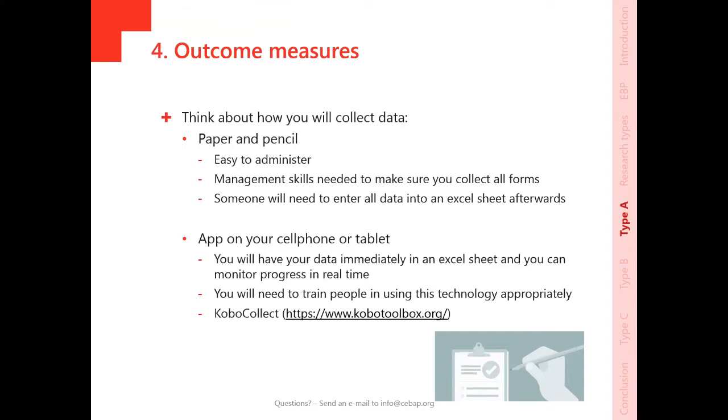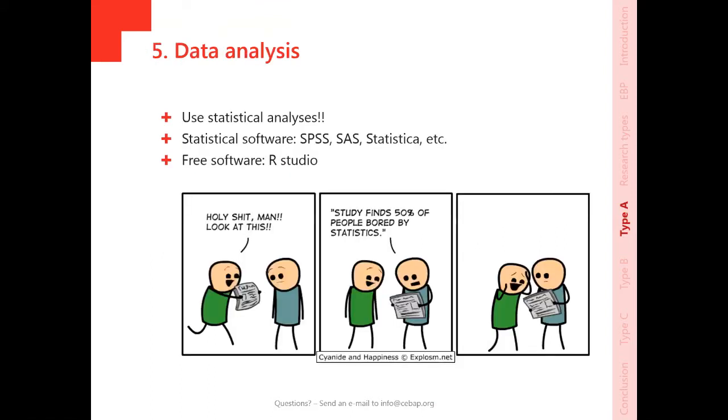Another option is to use an app on your cell phone or tablet. This has the advantage that you can have a look at the data immediately. It allows you to monitor progress in real time. But on the downside, you will need to train people in using this technology appropriately. And one possible tool that we often use is Kobo Collect.